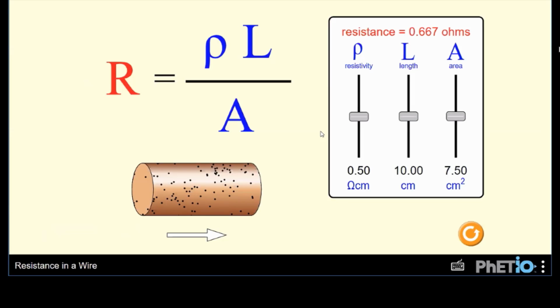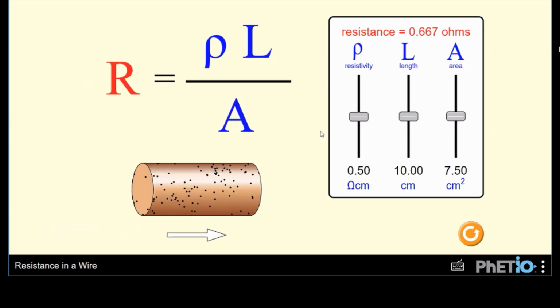This is an interactive sim. Descriptions change as you play with it. It has a play area and control panel. In the play area you find the resistance equation R equals rho times L over A and a piece of wire. Sliders for resistivity, length, and area allow changes to the equation and the piece of wire. The control panel has a button to reset the sim.